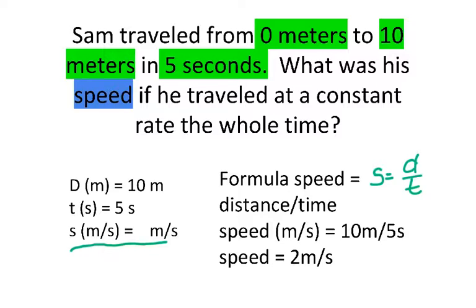So speed is in meters per second. So I'm going to take 10 meters. That's my distance. Because you went from 0 to 10 meters, to figure out how far you've gone you take where you started from minus where you ended up. So it's 10 meters. 10 minus 0 is 10. And it took 5 seconds for Sam to travel. So Sam's speed is 2 meters per second. That's a super easy one.